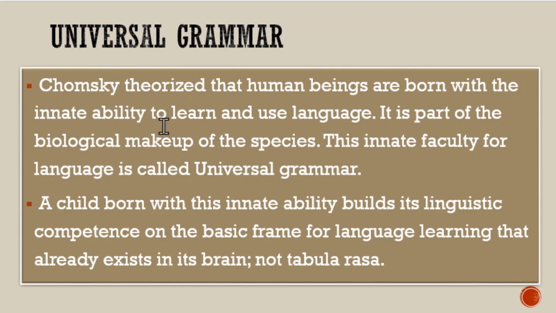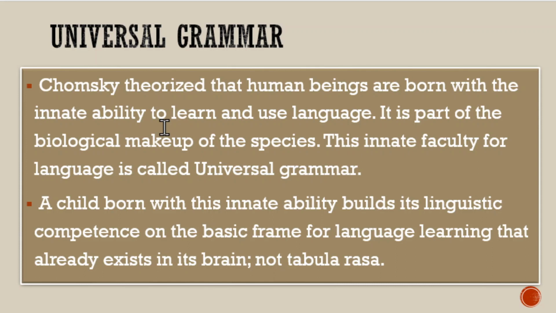Chomsky also talked about what is called universal grammar, which is, he theorized that human beings are born with the innate ability to learn and use language. It doesn't mean a child is born with the capability of speaking. It means that the child has the basic software, to use another word, in its mind on which you can write language.